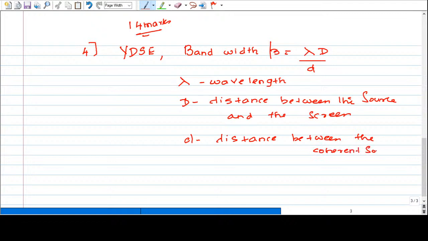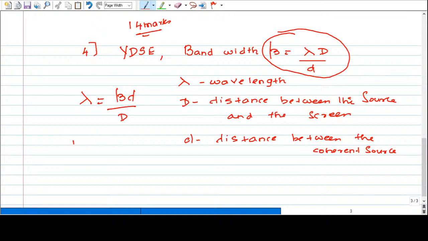Do you know what a coherent source is? If two light sources have the same wavelength, same frequency and same amplitude, remember this, and they go in the same phase, then we call the two sources coherent sources. Remember this point. In Young's double slit experiment we have to find beta. From this formula we can derive so many formulas. Like we can also find lambda, which is equal to beta small d by capital D.